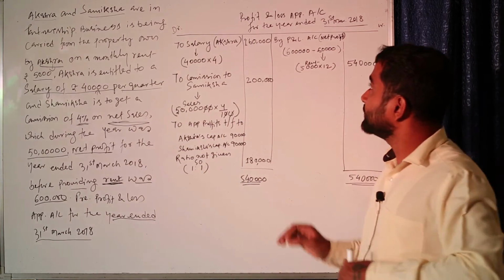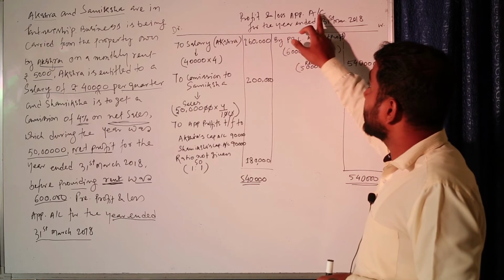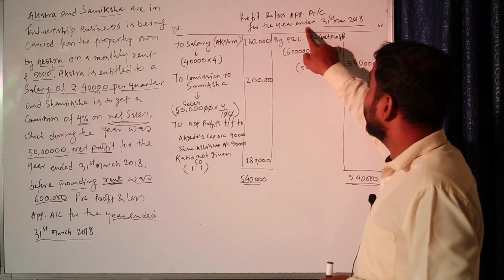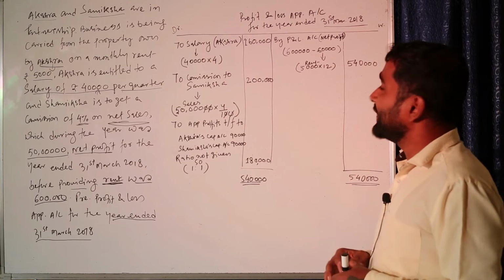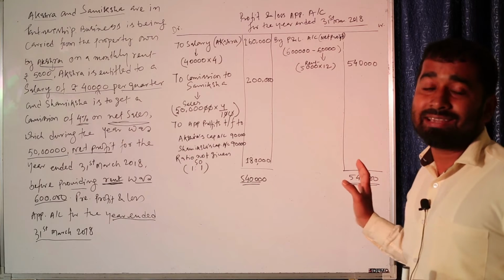Now come to the format. Profit and loss appropriation account for the year ended 31st March 2018. Now first we are going to find out the credit side ingredients.